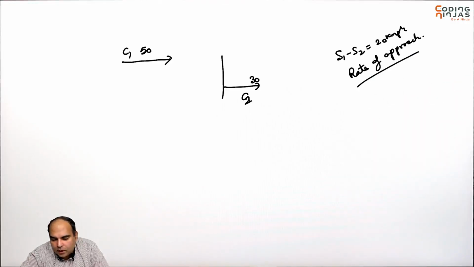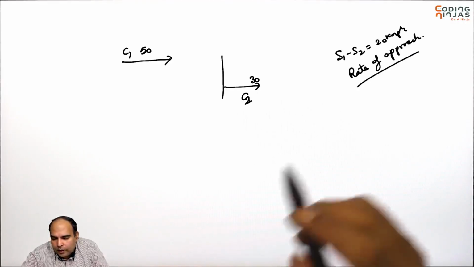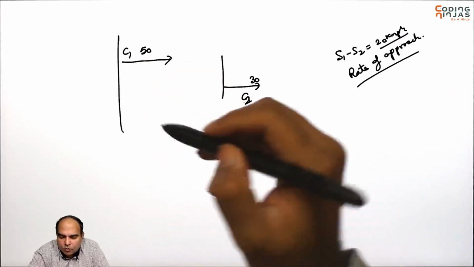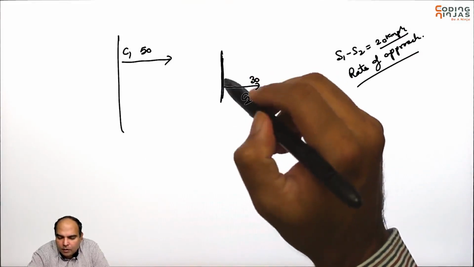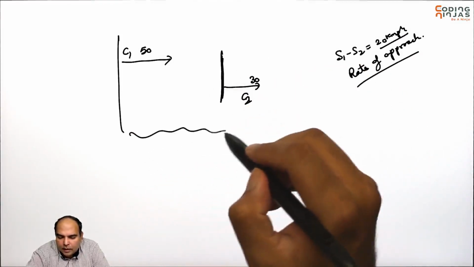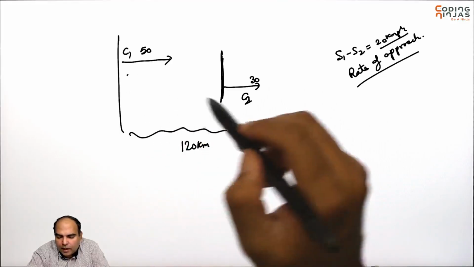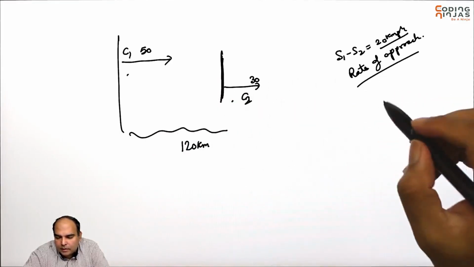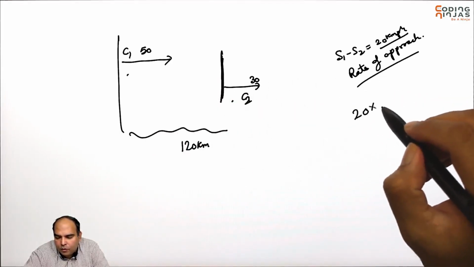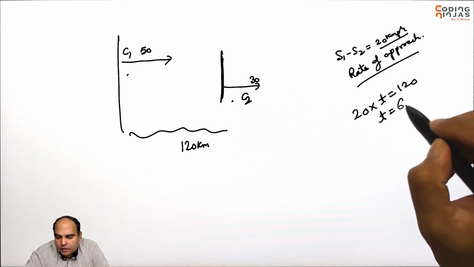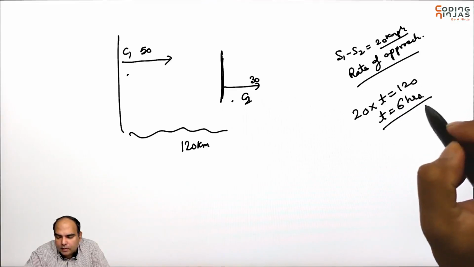If you look at this scenario, you see that 20 kilometers per hour is the rate at which this car is approaching that car. So all those questions that I asked you last time could be asked here. Let's say the starting distance is 120 kilometers. In how many hours will C1 catch C2? The answer is 6 hours, because we'll have 20 into t equals 120. So t will come out to be 6 hours in this case.